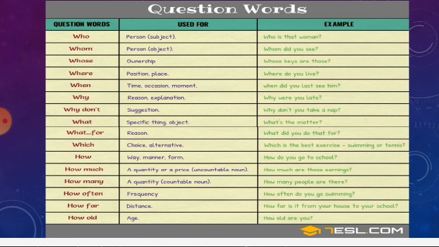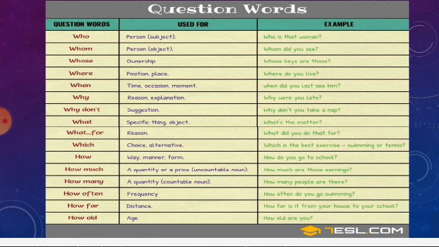Next, when is used when you want to ask about time or an occasion or a moment. When did you last see him? Time. When did you last see him? Okay. When will you come back?